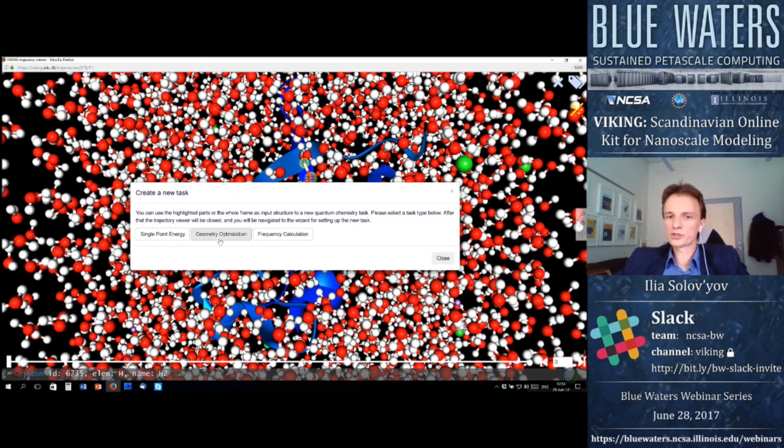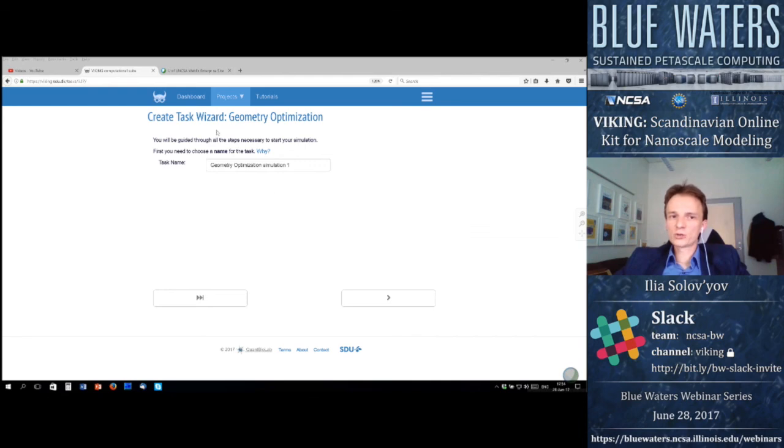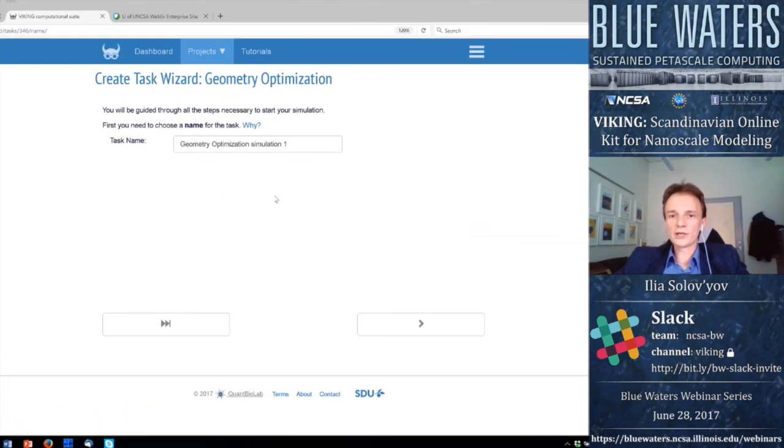So first of all, I need to select the molecule of interest. Let, for example, this molecule be this central water molecule that we can see here. And then I have this magic wand icon that, once I click on it, gives me the possibility to select a new task, and I will use geometry optimization first. Once I have selected that, it takes me to the Viking Wizard, and now I need to follow the new workflow of setting up geometry optimization in Viking.